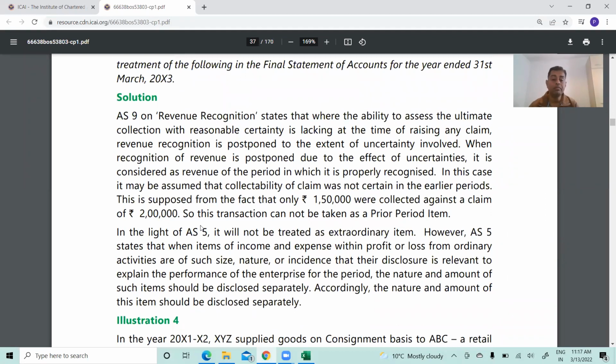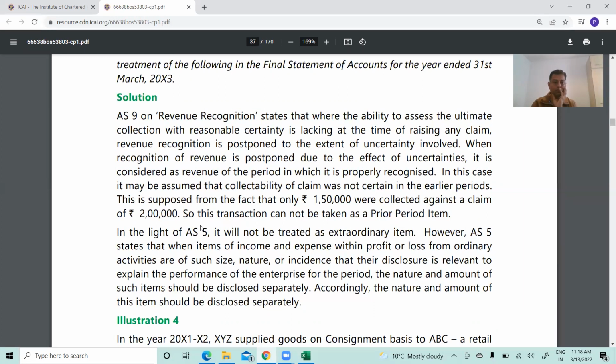Read the answer, ma. Manoj, read the answer. Yes, AS 9 on revenue recognition states that where the ability to assess the ultimate collection with reasonable certainty is lacking at the time of raising any claim, revenue recognition is postponed to the extent of uncertainty involved. When recognition of revenue is postponed due to the effect of uncertainty, it is considered as the revenue of the period in which it is properly recognized.